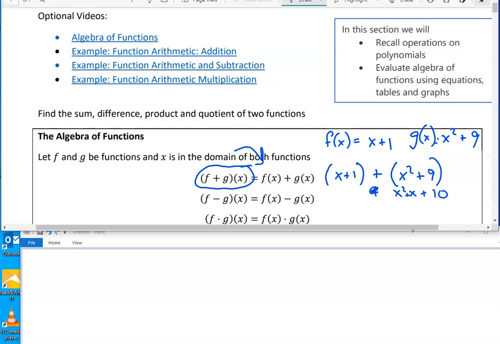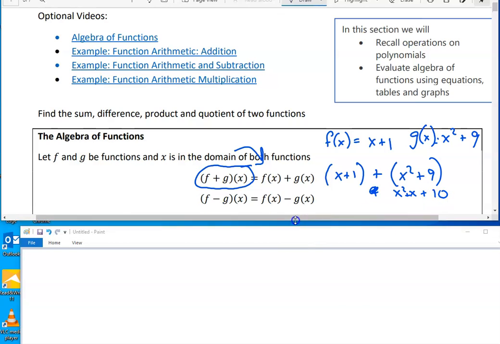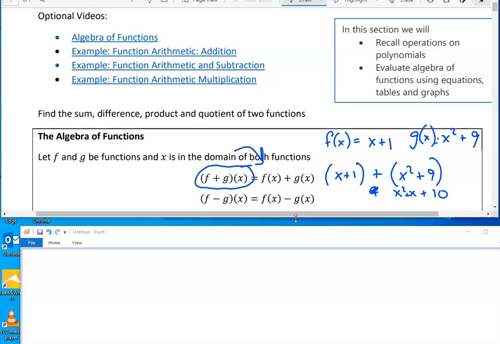Now, the other one maybe isn't so scary. Think, okay, if I can add two functions together, well, I can subtract a function from another one. So when we see f minus g of x, let's say I'm going to use the same function. Let's do f minus g of x over here. All I'm saying is take f, x plus 1. We'll put it in parentheses to just make it clear. That's f of x. Subtract g of x, which is x squared plus 9 in this little example.